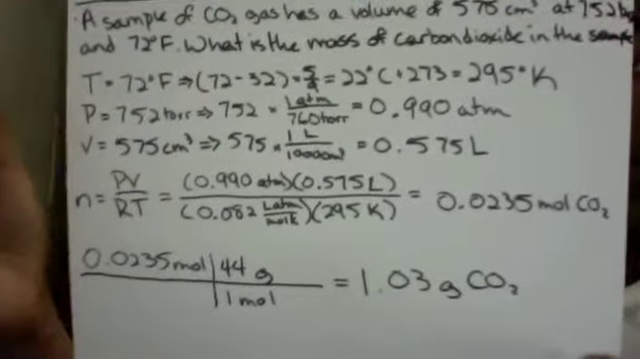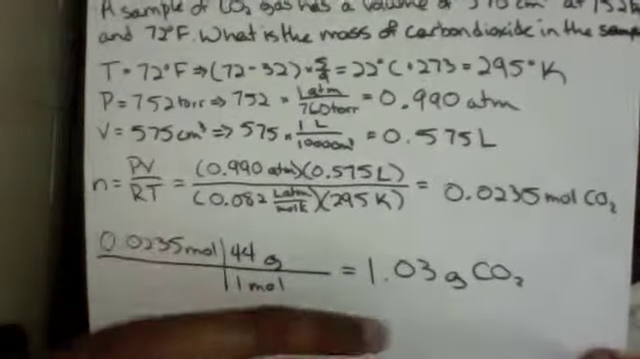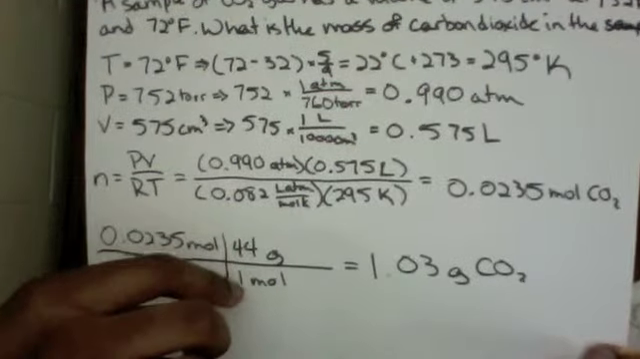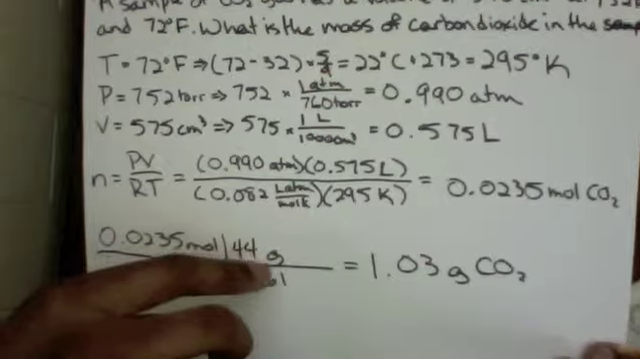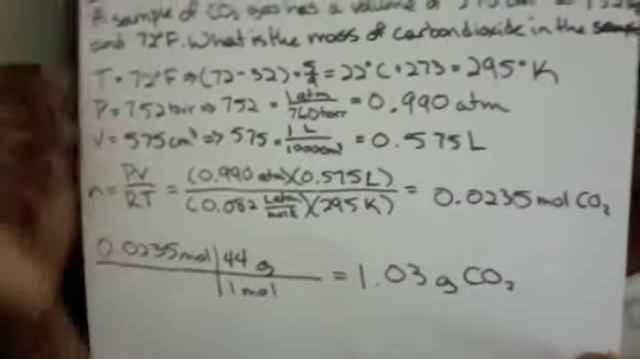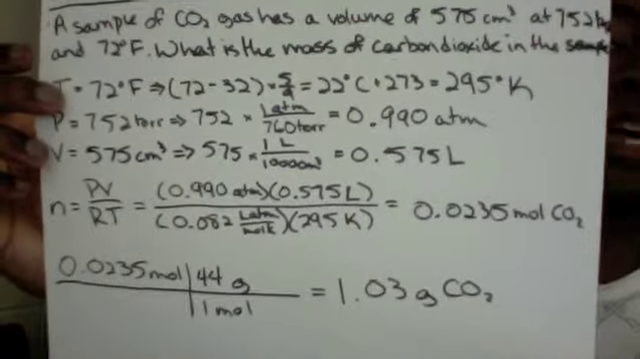Then to find how many grams are in the sample, which is the mass, we take that times the molar mass of CO2 divided by 1 mole, so 44 grams, and we get 1.03 grams of CO2 in the sample, which is what the question was asking for. So that's just one example using the ideal gas law. There are many different ways you can use it, and it's useful when we're doing different calculations in chemistry.